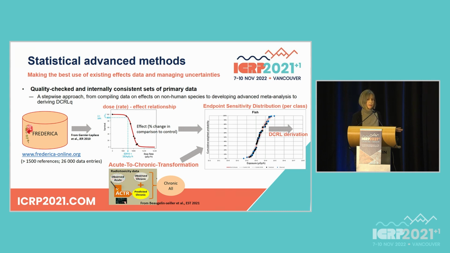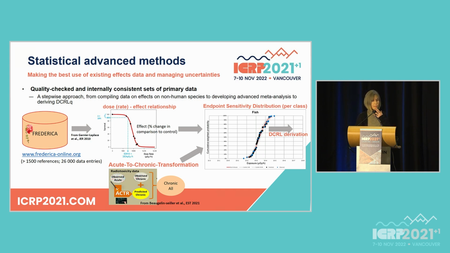Those data are categorized into exposure situation, acute versus chronic, and document a number of population-relevant umbrella endpoints such as reproduction, morbidity, and mortality. And what we have done from quality-checked data from this database is to build or rebuild dose or dose rate effects relationships per species and endpoint, and obviously exposure regime, so that at the end of the day we can obtain comparable critical radiotoxicity values.